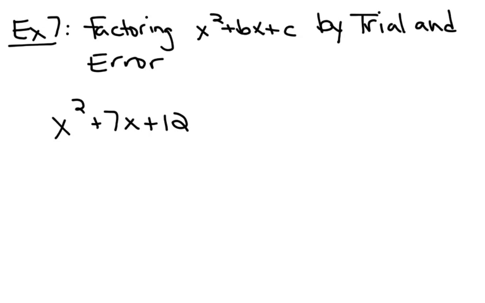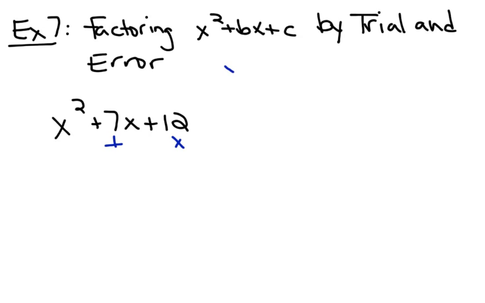I hate that this next one is called factoring x squared plus bx plus c by trial and error, because it really isn't trial and error. When we have trinomials, this is for trinomials whose leading coefficient is 1. The way that this works is we look for two numbers that when you multiply them, you get the last term. But those same two numbers, when you add them, give you the middle coefficient.